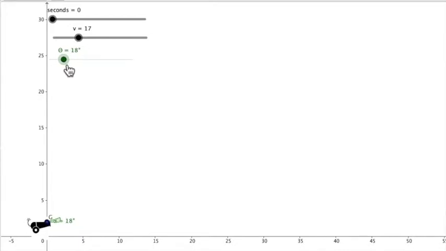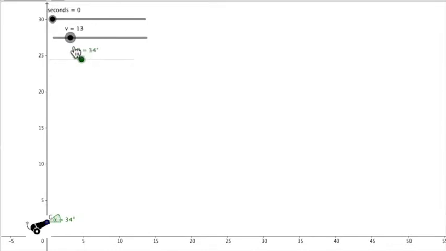We can throw it at a very low angle, or we can increase the angle and shoot it up high. How far it goes and how high it goes is determined by two things: the angle of inclination and the velocity of the object. If you have a very low velocity, it's not going to go very far or very high. If you have a very large velocity, it's going to go far and high, depending on the angle.